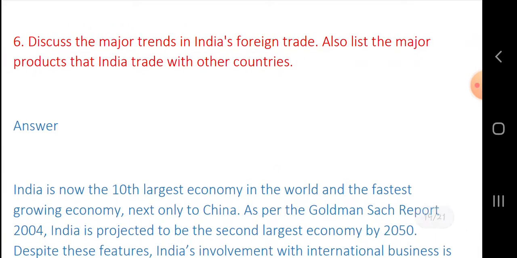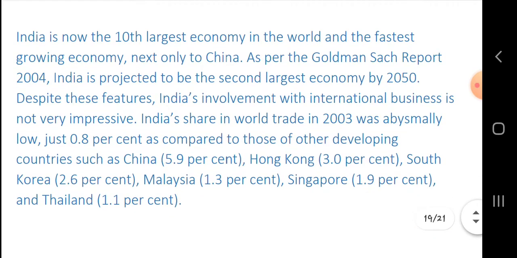Next, let us know about the major trends in Indian foreign trade. Also, let us know about the list of products that India trades with other countries. India is now the 10th largest economy in the world and the fastest growing economy, next only to China. As per the Goldman Sachs report of 2004, India is projected to be the second largest economy by 2050, and despite these features, India's involvement in international business is not very impressive.